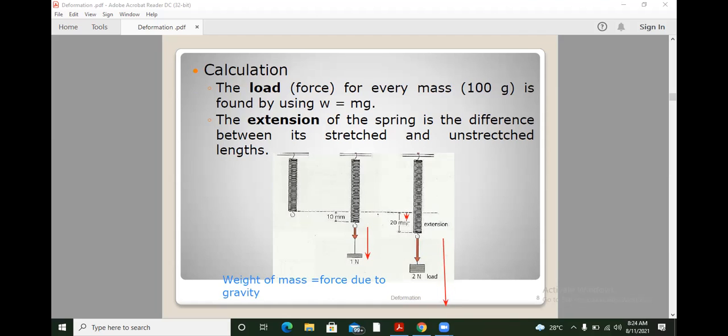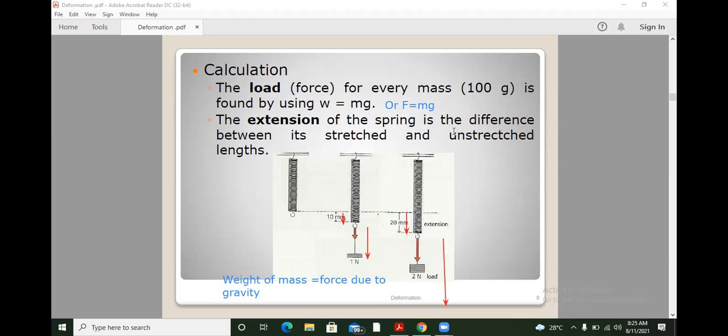And you can see there is a change in length, right? So the load for every mass is 100 grams. 1 Newton here is actually equal to the 100 grams. And you know that W is equal to mg, F is equal to mg. Am I right? So you people are well aware of this formula.